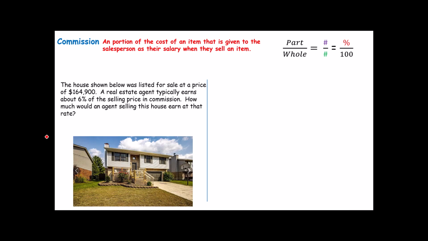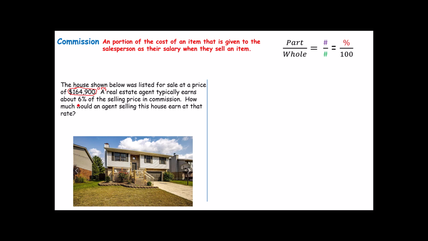Commission. Commission is a portion of the cost of an item that is given to the salesperson as their salary when they sell that item. Commission is used a lot for auto sales and home sales. Let's see what the problem says. The house shown below is listed for sale at a price of $164,900. That's our original, or whatever we started with. It's the original price.